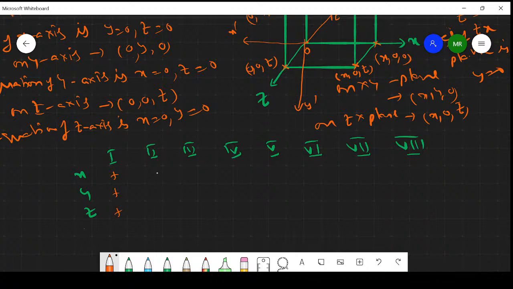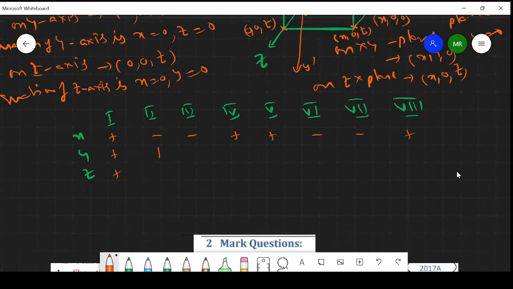Otherwise, remember the pattern for x: plus plus minus minus plus plus minus minus. For y: plus minus minus plus, and the same again, plus minus minus plus. See, the first 4 repeat in the second 4 also. Just remember this pattern, plus plus minus minus, plus plus minus minus. Just to practice, for the first four octants z is plus, and for the last four it is minus.